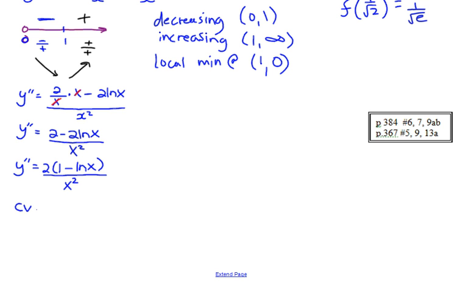Critical values: what would make my numerator 0? Well, what would make this 1? Because 1 minus 1 would give me 0. Natural log of what equals 1? No. e. You're getting there. Natural log of e is 1. What would make the denominator equal to 0? 0. Again, where does our graph start? It starts at 0. And it's e because natural log of e is equal to 1, and 1 minus 1 would give you 0.